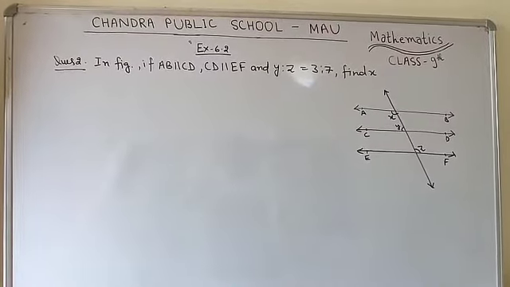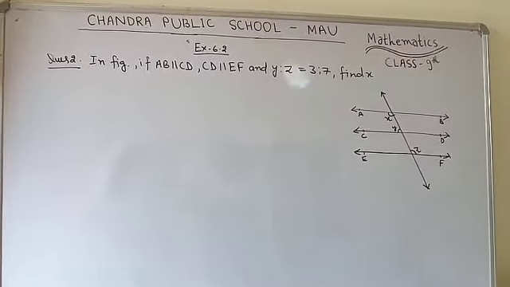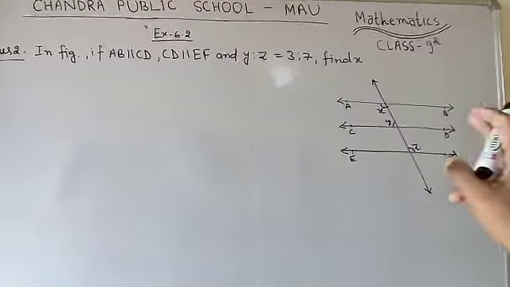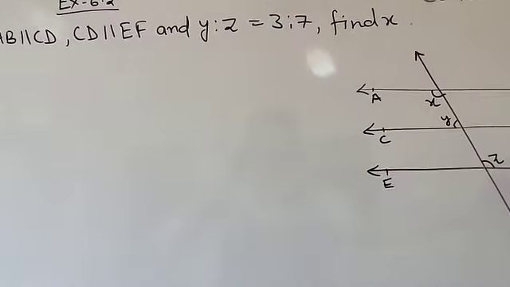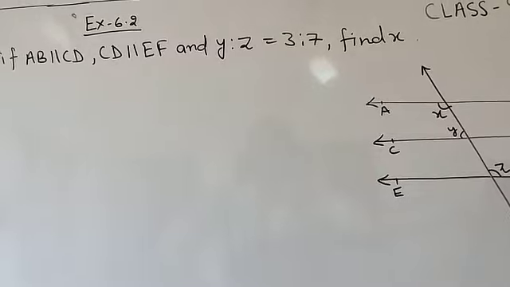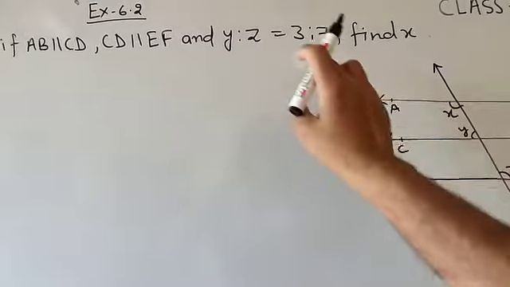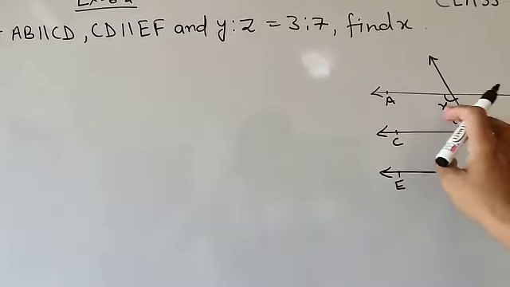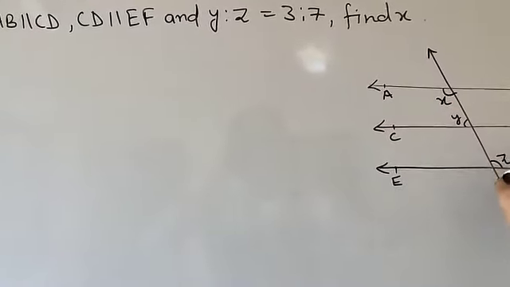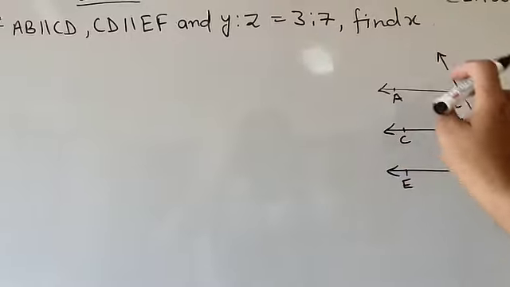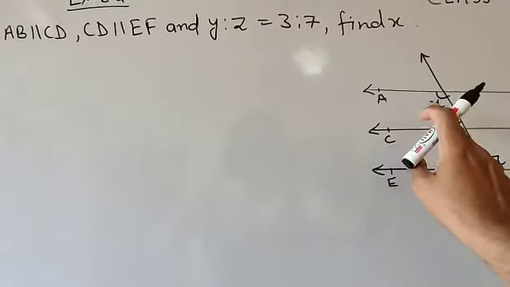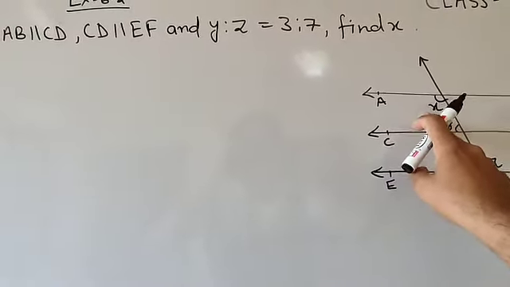So students, here is question number 2. In the given figure, AB is parallel to CD and CD is parallel to EF. Here x, y, z are the angles. The ratio y to z equals 3:7. Then you need to find the value of x. So you need to find the angle x here.